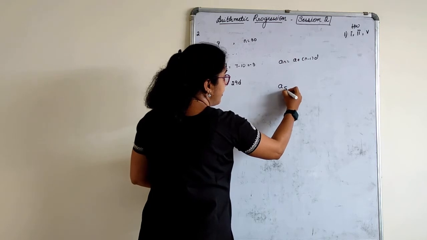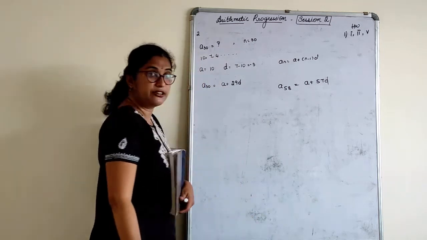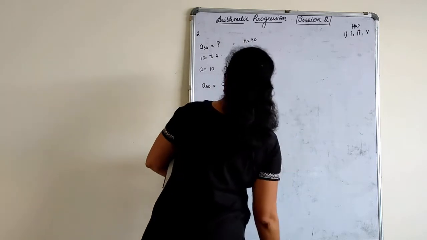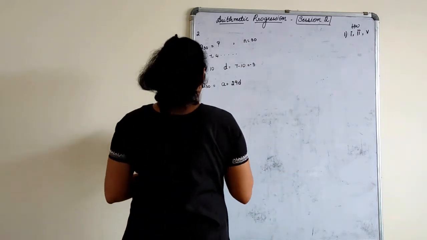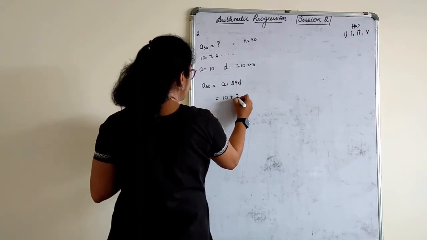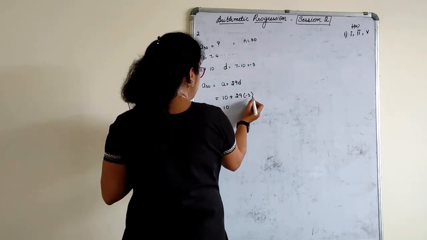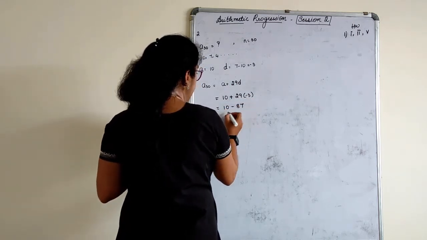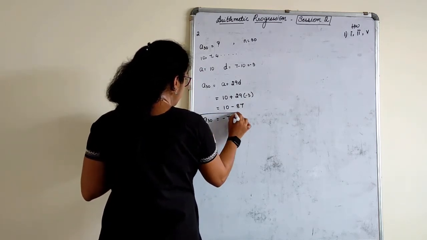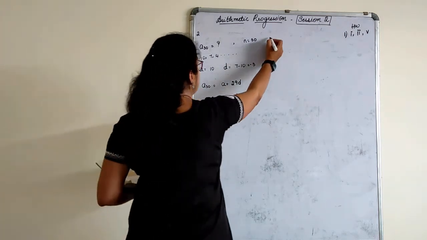Tomorrow if I ask you what is the 58th term, it is A plus 57D. Right? So that is what you should know, the trick of writing the terms of an AP. A30 is A plus 29D. So let's quickly find this. What is A? 10 plus 29 into minus 3. So this is 10. 29 threes is 87. So A30 is equal to minus 77. In the option, even plus 77 is there. You need to be very careful with the plus and minus sign.